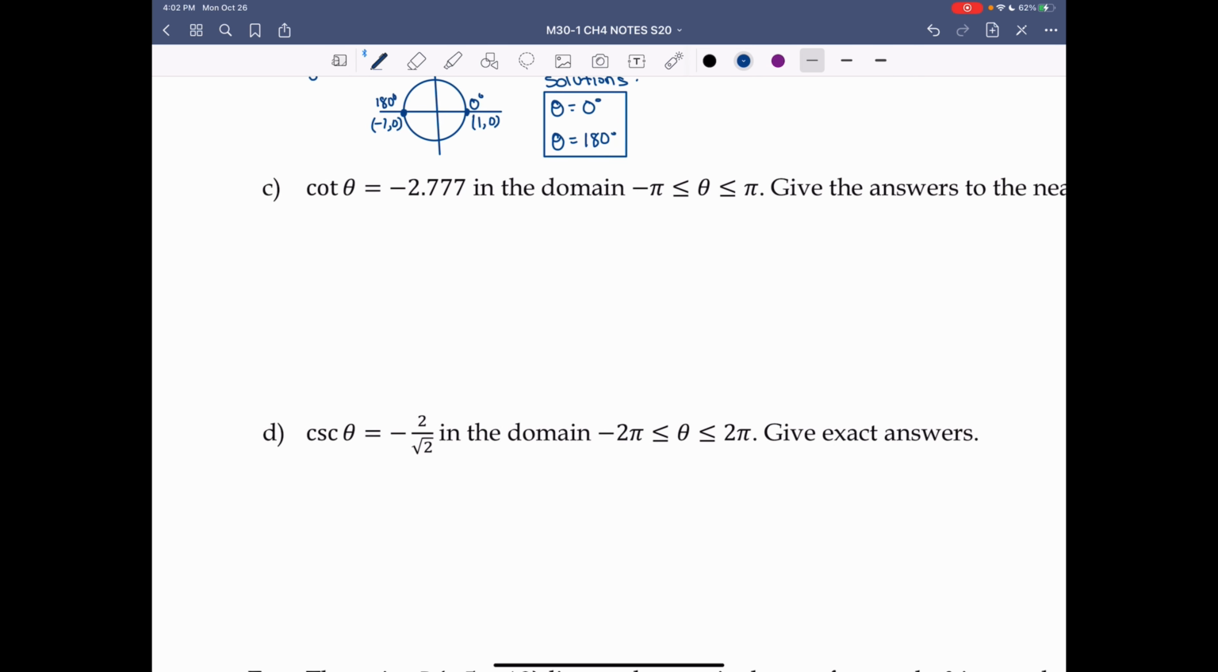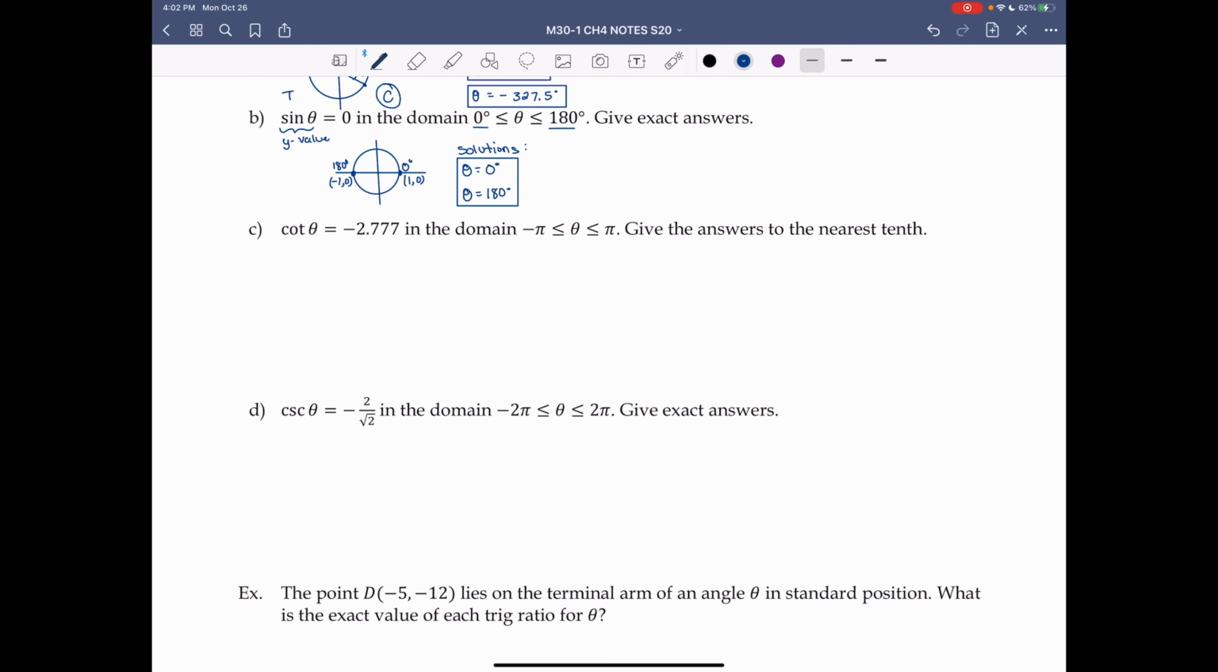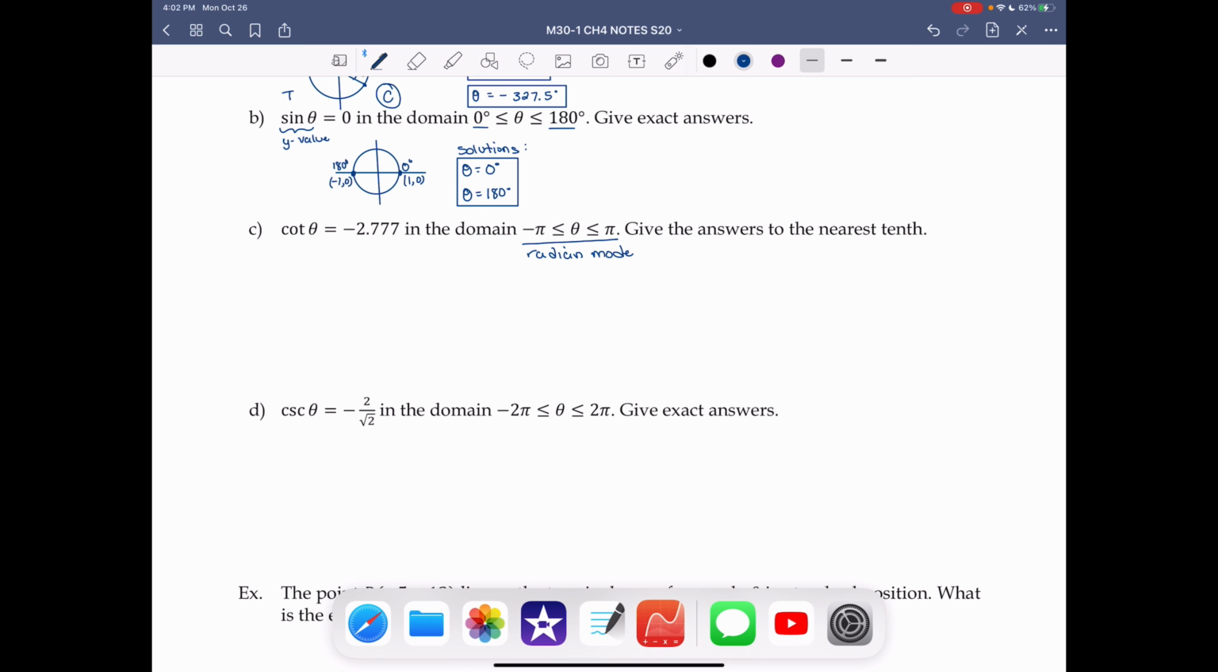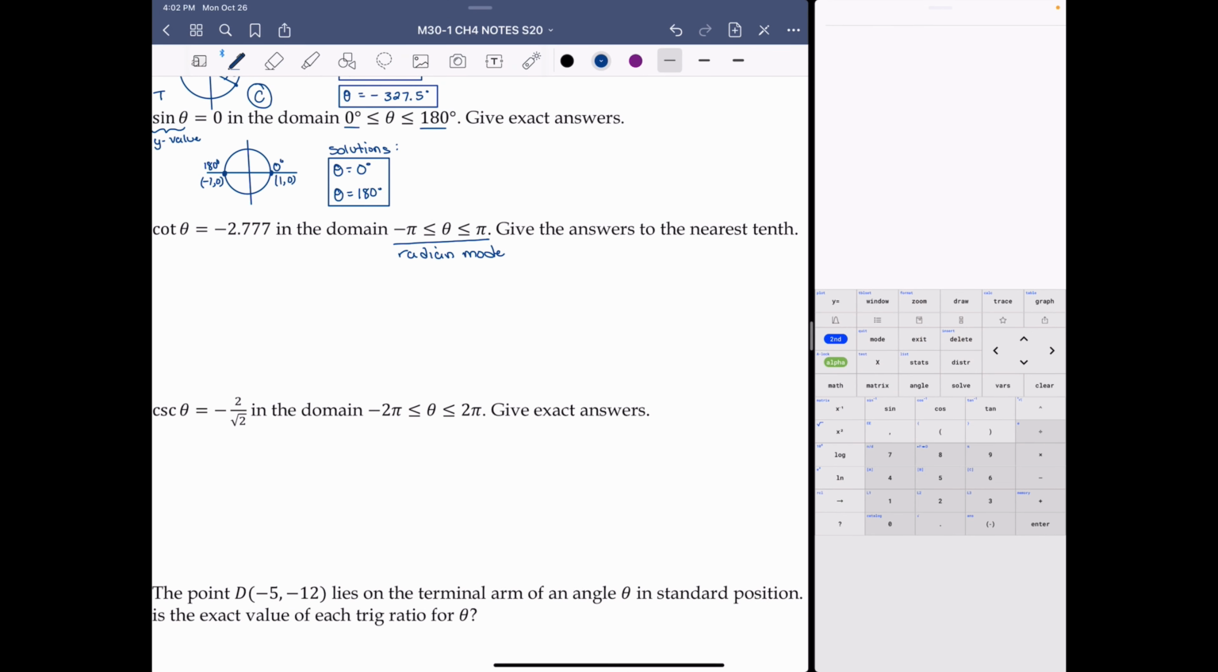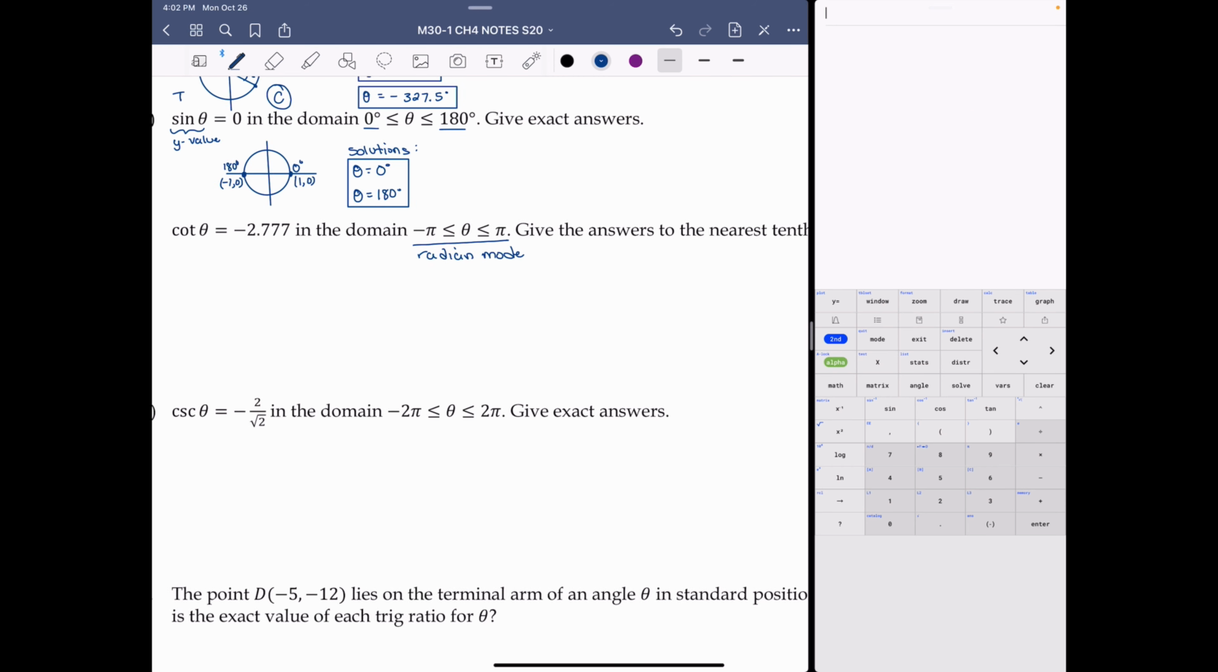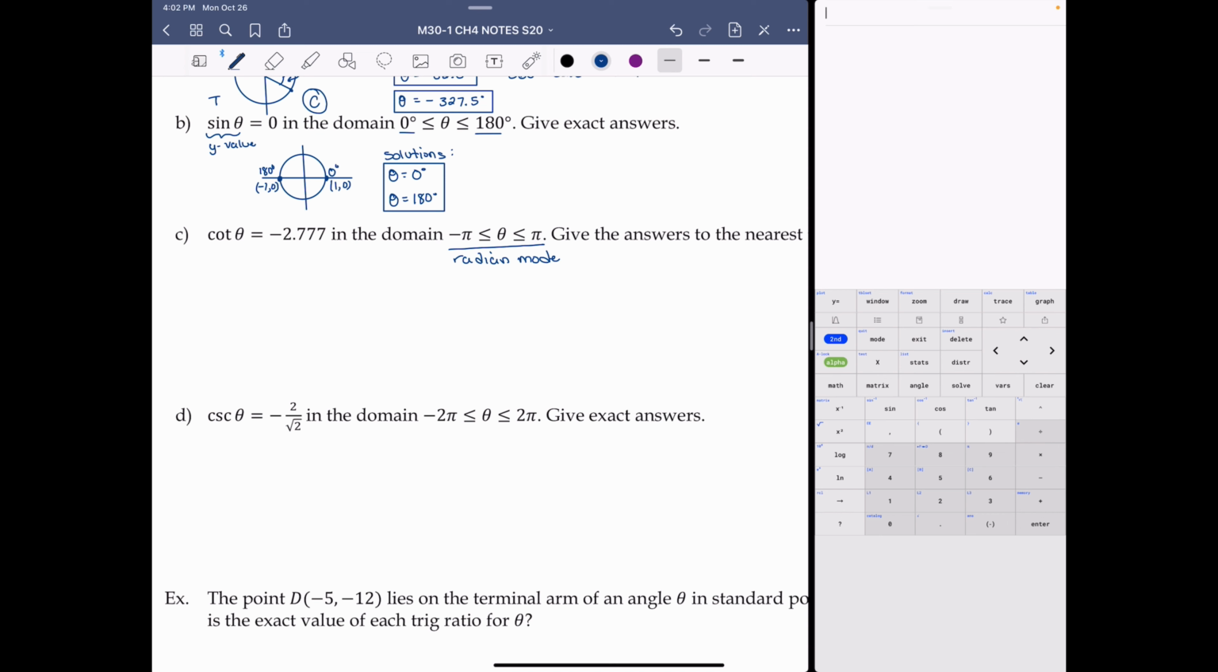Cotan theta equals negative 2.777 in the domain negative pi is less than or equal to theta, is less than or equal to pi. Give the answers to the nearest tenth. So we're in radian mode. I'm in degrees at the moment. I need to change that to radians. This is cotan theta equals negative 2.777, which means that tan theta equals 1 over negative 2.777.